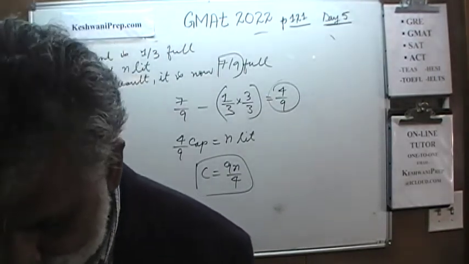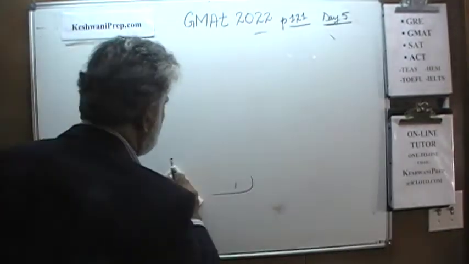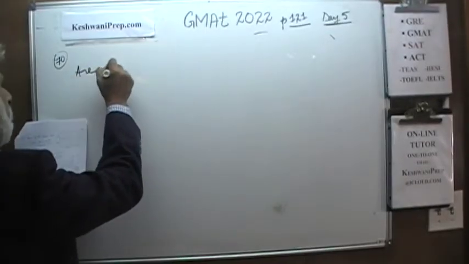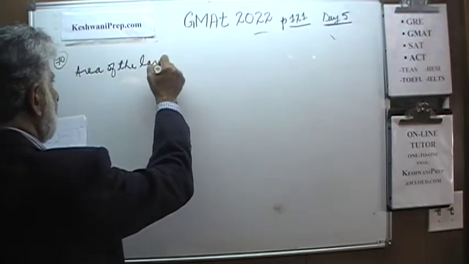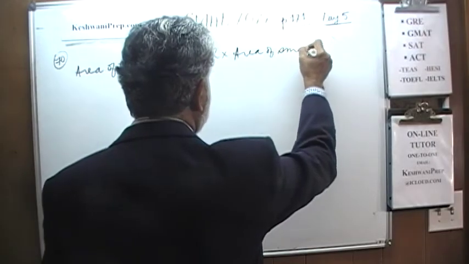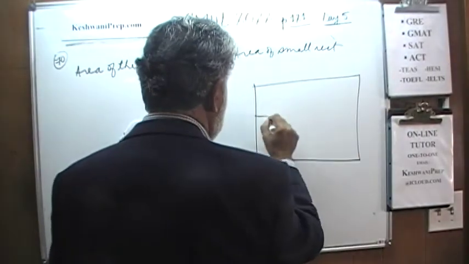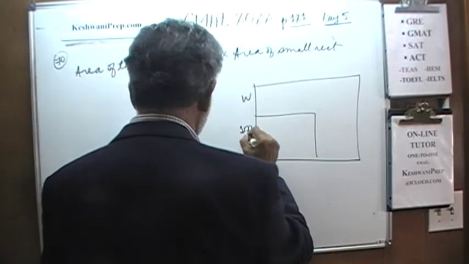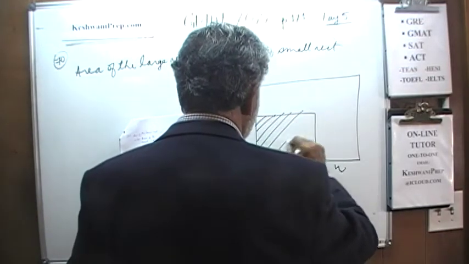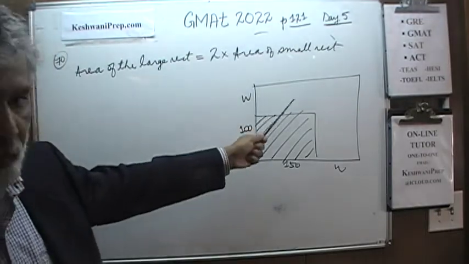Let's look at number 70. In number 70, we are told that the area of the large rectangle is equal to 2 times the area of the small rectangle. And the rectangles look like this. We are told that this is W, this is 100, this is 150, and this is W again. This is the small rectangle they're talking about, and that's the large rectangle. The area of this one is half the area of the bigger one, or the bigger one is twice the size of this one.